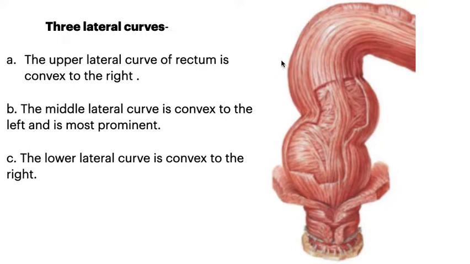Now, you can see the lateral curves of the rectum. The upper lateral curve is convex to the right, this major one. The middle lateral curve is convex to the left and most prominent, and then the lower lateral curve is convex to the right. So this is the most prominent middle lateral curve which has the convexity to the left side. This is the upper and the lower lateral curve which are showing convexity on the right side.